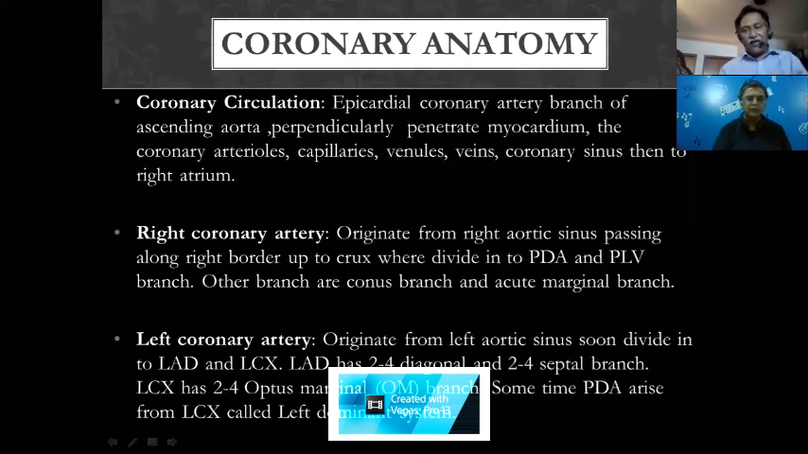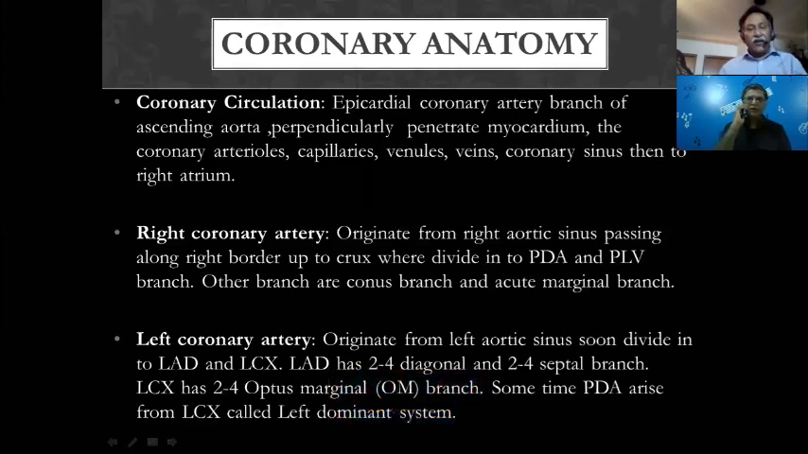LAD has diagonal and septal branches. Septal branches perpendicularly penetrate the myocardium. Diagonals are diagonally placed, some of them, 2 to 4 in number. And circumflex has obtuse marginal branches, also 2 to 4 in number. Sometimes the PDA arises from the left circumflex.